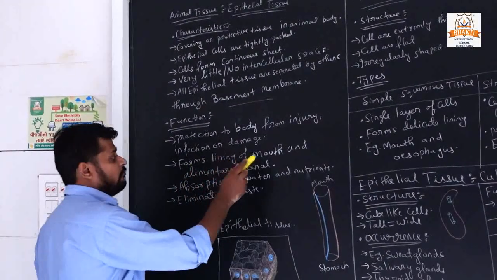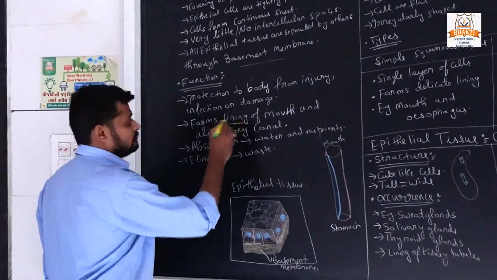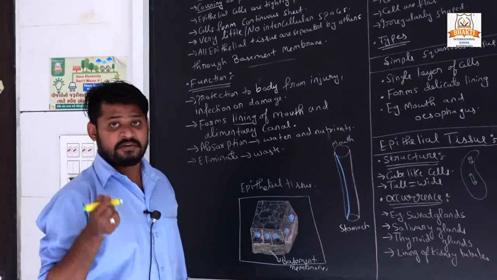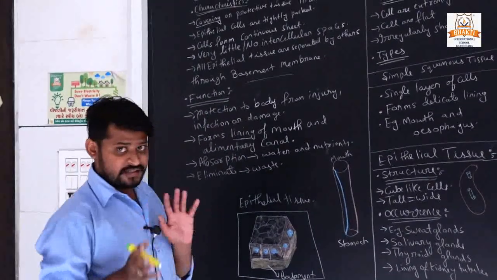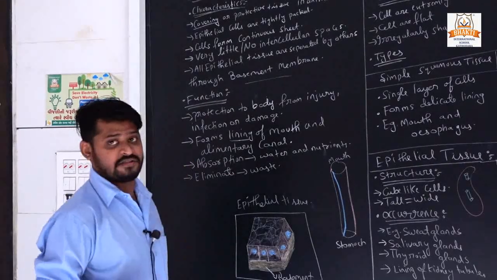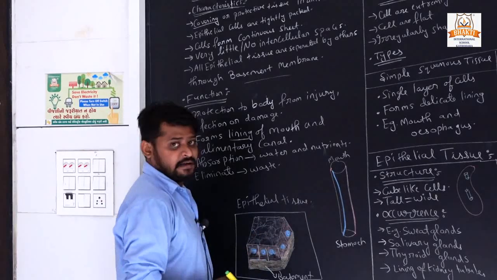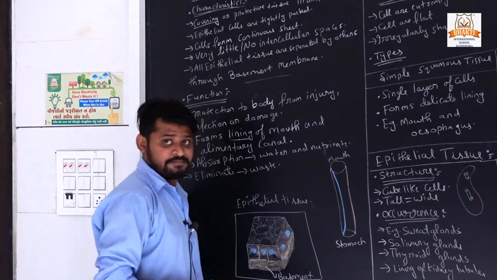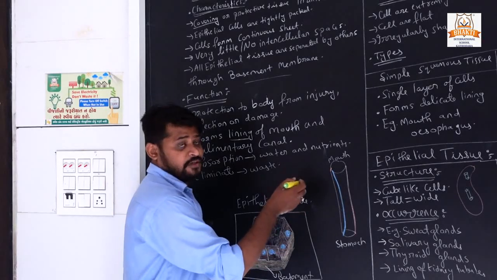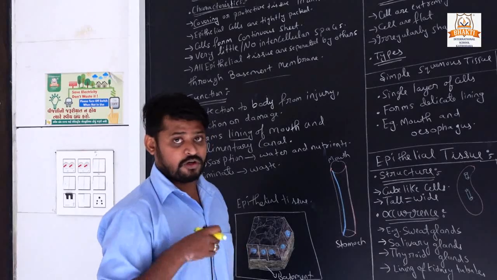It forms the lining of the mouth and alimentary canal. What is lining and what is covering? What is the difference between lining and covering? They are both the same, but the places are different. That's why the names are changed. I will give you one example. This is the example: the esophagus. What is the esophagus? It transfers whatever we are eating, food, water.